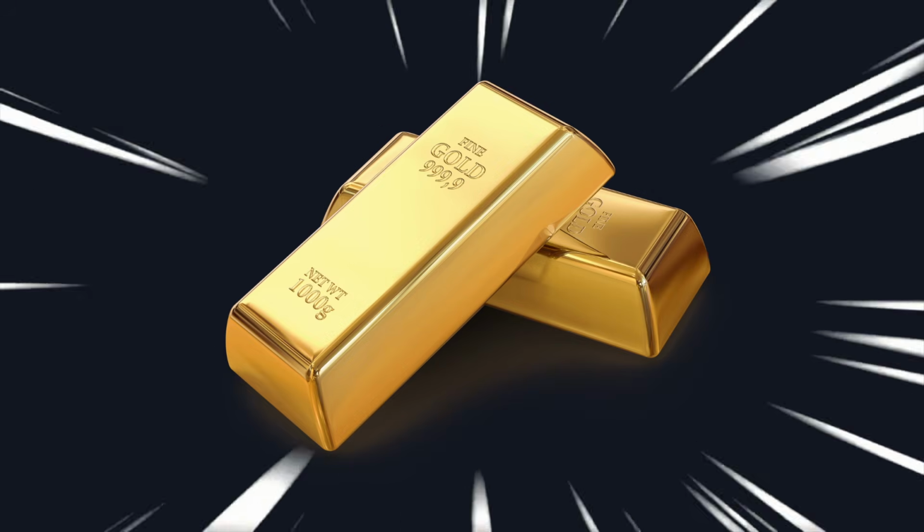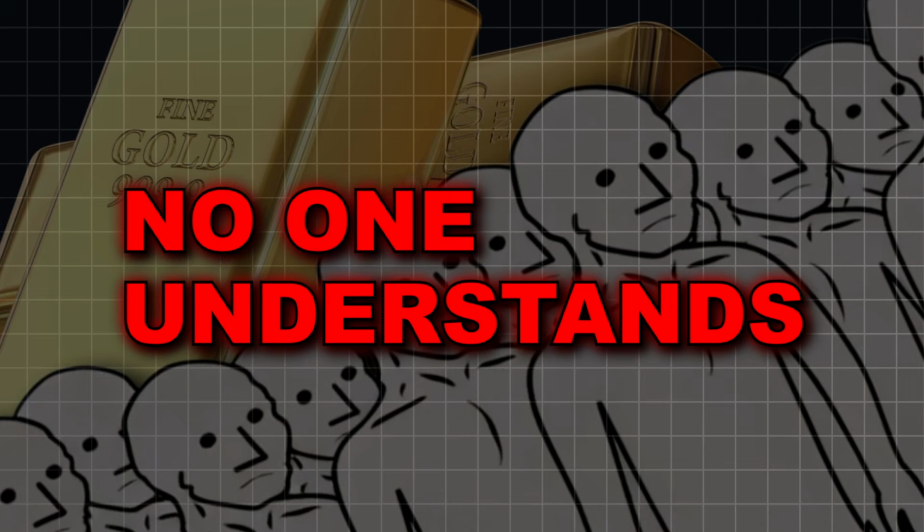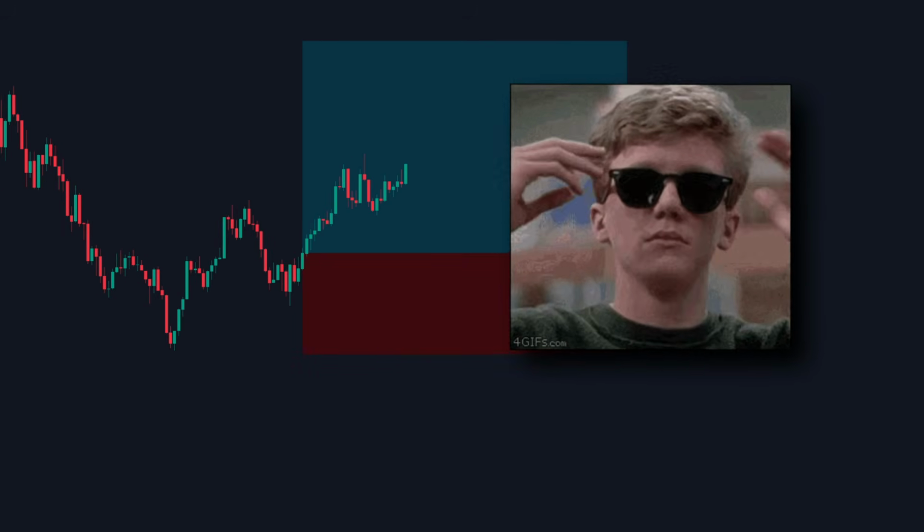Gold, the asset that everyone trades and almost no one understands. You enter a position, you feel like a genius for about 4 minutes, and then your stop loss gets clapped into oblivion.